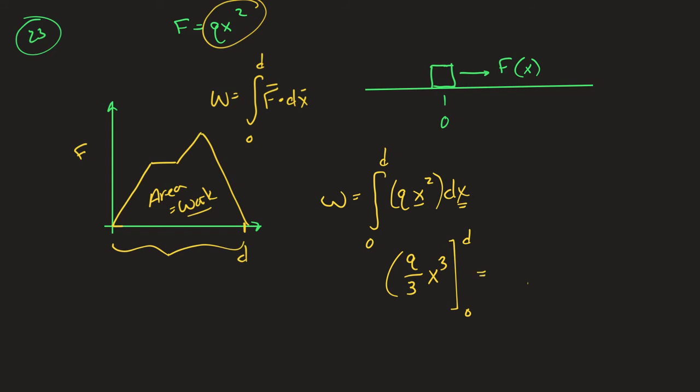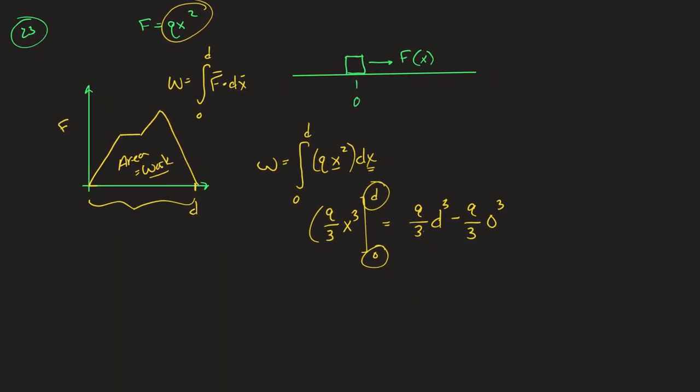All we do here, though, is put in each of these for x and subtract them. The top one goes first, and the bottom one goes last. So this is q thirds d cubed minus q thirds 0 cubed. So at the end, the work done will be q thirds d cubed, and that's the answer.